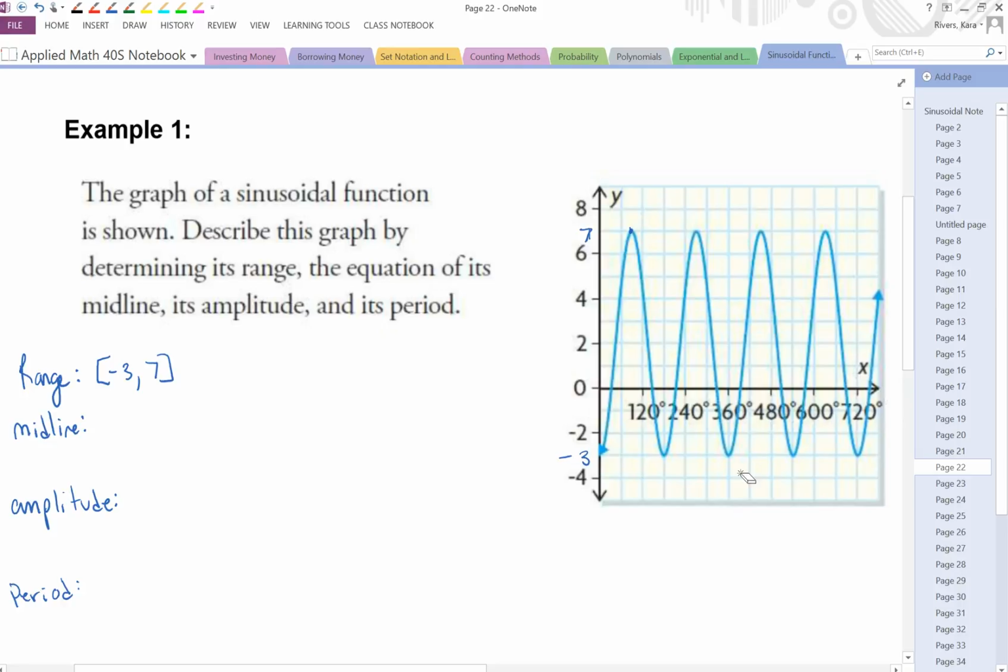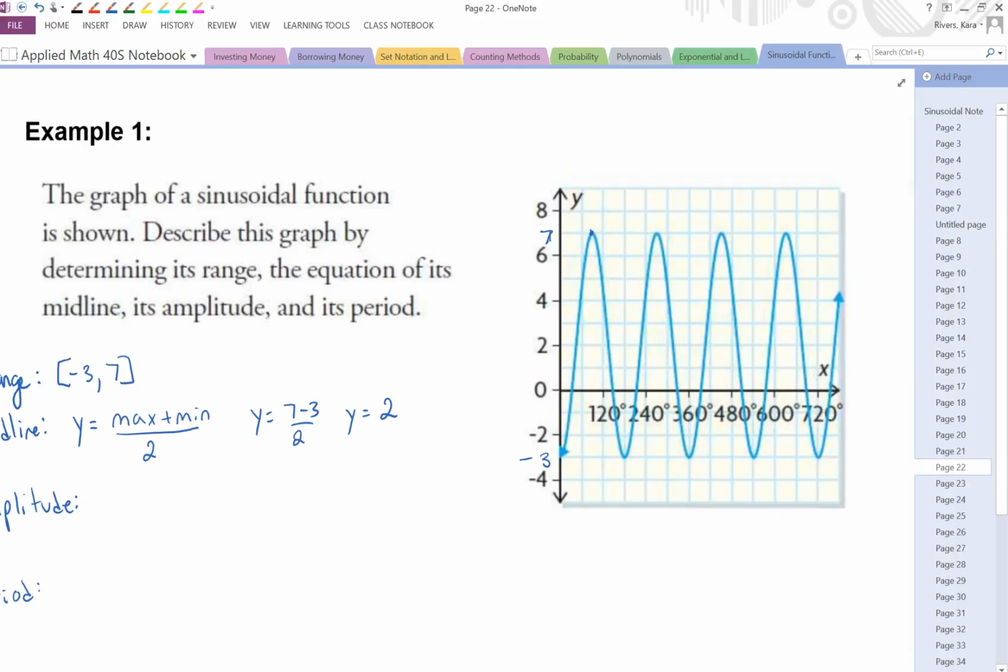Our midline, the way we calculate that, we did that once before, we're taking our maximum plus our minimum divided by 2. So in this case, y would be equal to 7 minus 3 divided by 2, or y is equal to 4 over 2, which is just 2. So that's the equation of our midline. We can draw that in using a ruler or a straight edge.